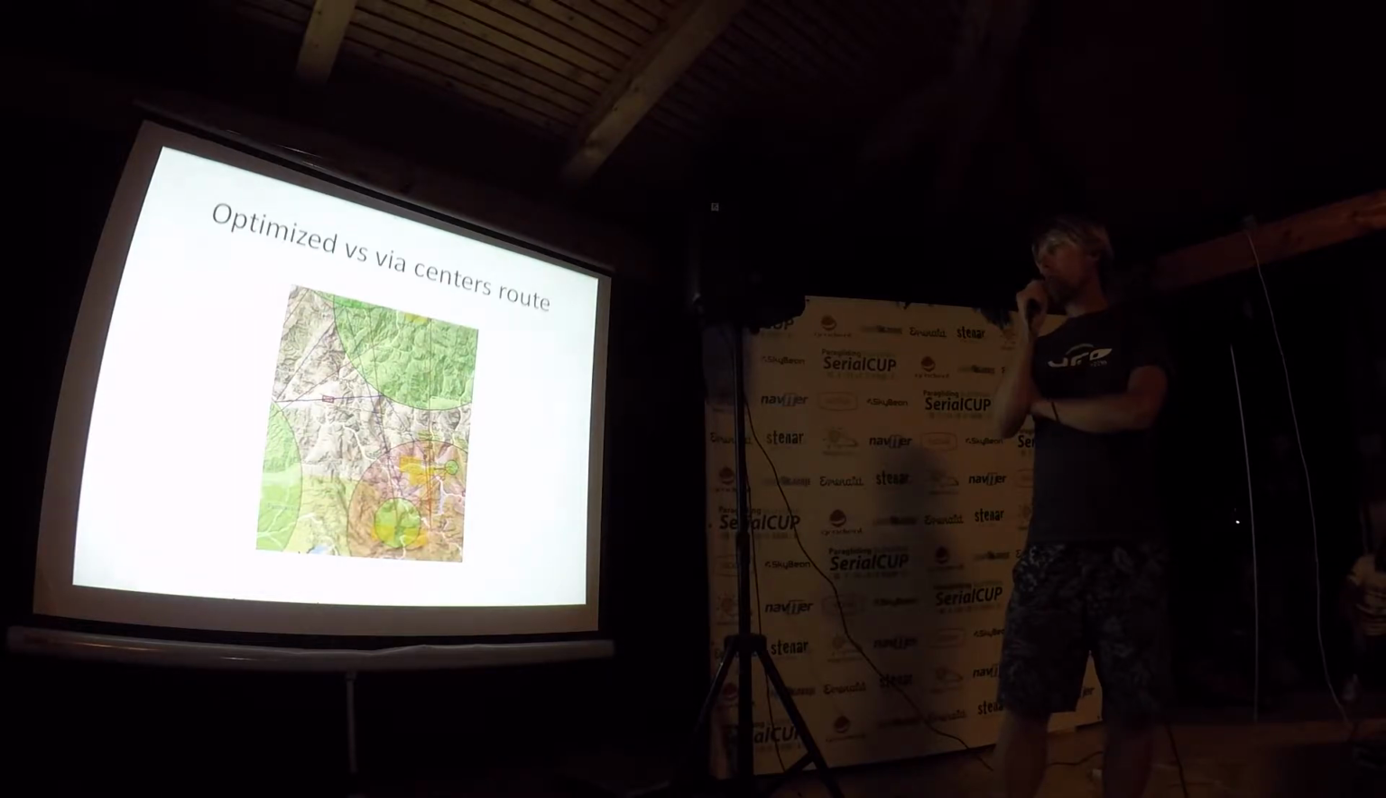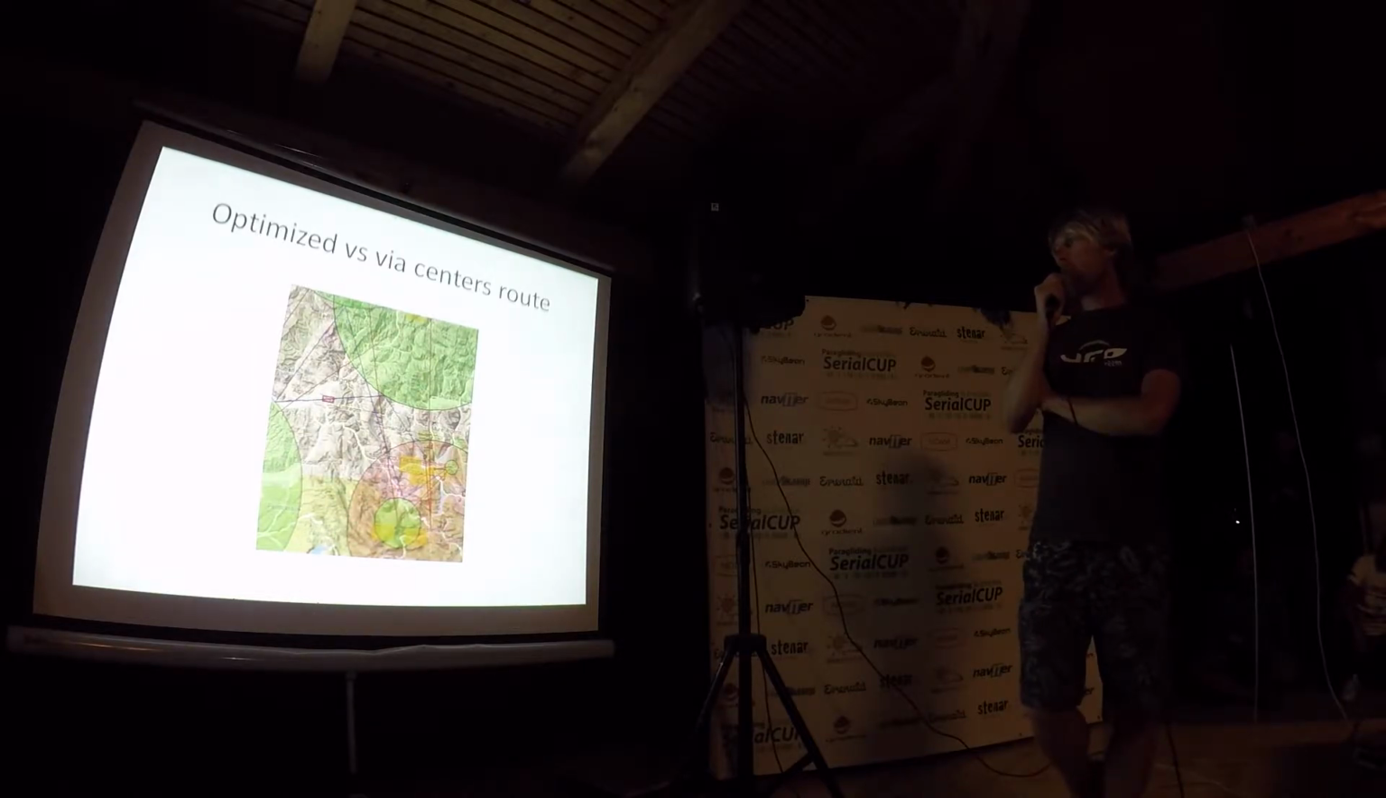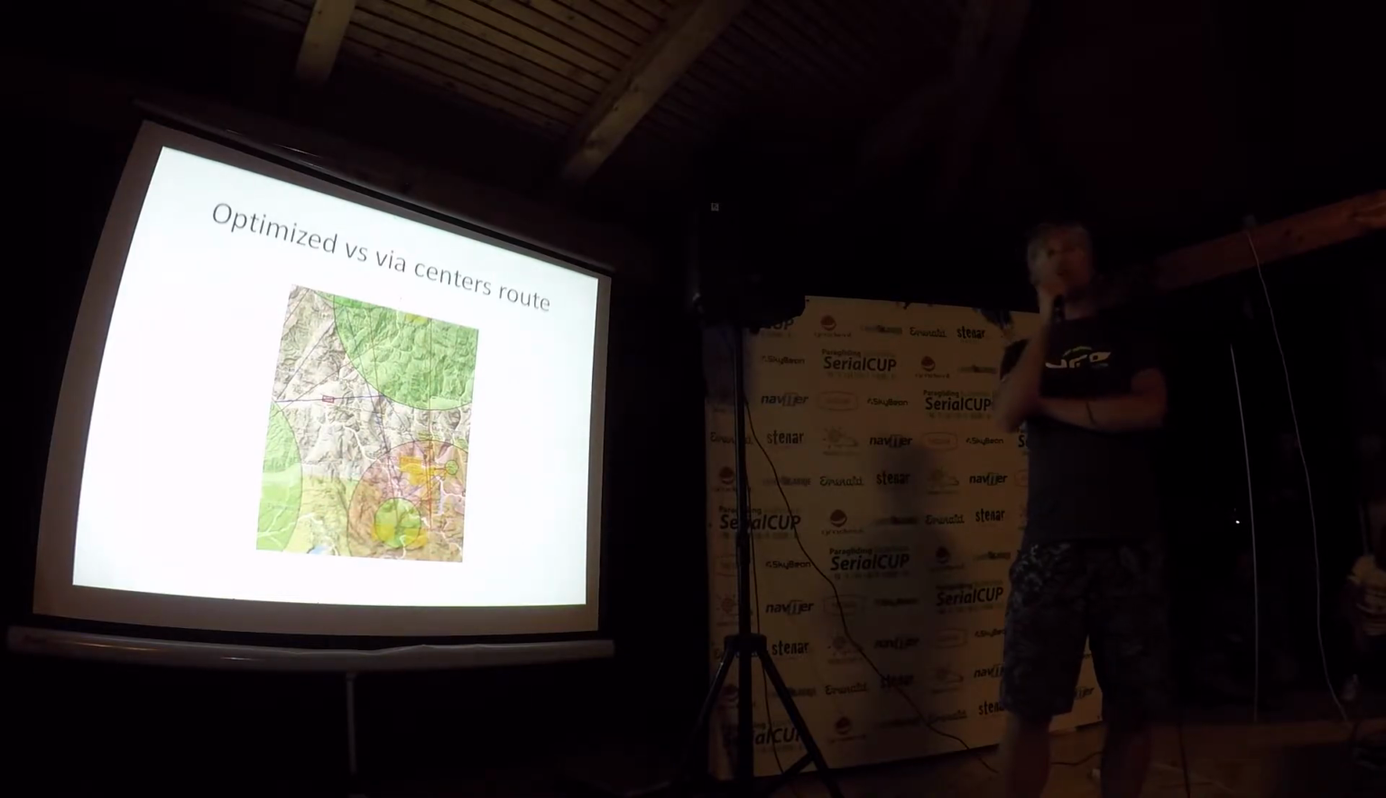Here you can see one of the tasks, also from last week in France, with big cylinders. With the red lines you can see the road through the centers of the cylinders, and with the blue line you can see the optimized road, which is the shortest road from start to goal. You can see it's totally different, the red and the blue lines are not in the same place, and for sure it would be fastest to take the blue line.